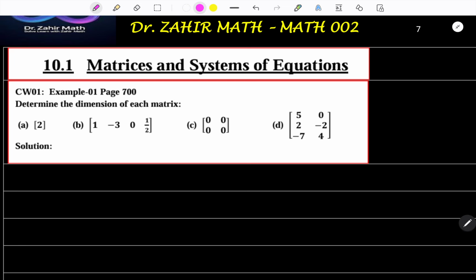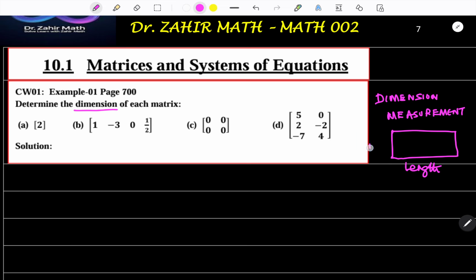Determine the dimension of the matrix. What do you mean by dimension? In mechanical, we say that dimension means measurement. I'll ask you one question. What is the dimension of your room? Your room is like this, right? Yes, your bedroom is like this. We say this is length and this is width or breadth. So we say this is 10 feet and this is 10 feet. So what is your room dimension? We say it is 10 by 10.